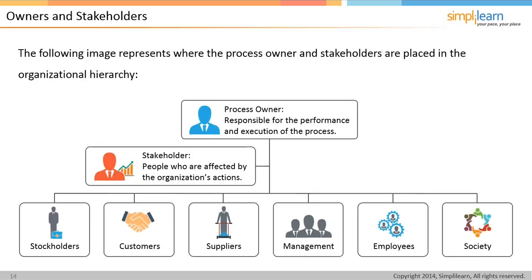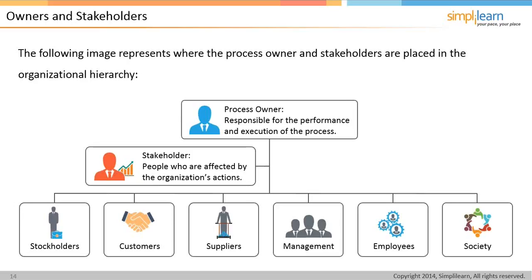Now, owners and stakeholders are going to be critical to any project that you're looking at. And here we have an image that represents the process owner and stakeholders, which have been placed in an organizational hierarchy. So we've got the process owner. That's the person who's responsible for the performance and execution of the process. It might be a department manager. So for example, if we were working to improve first call resolution in a call center, maybe the call center manager would be your process owner. And I would expect that that individual would obviously be on your project team.